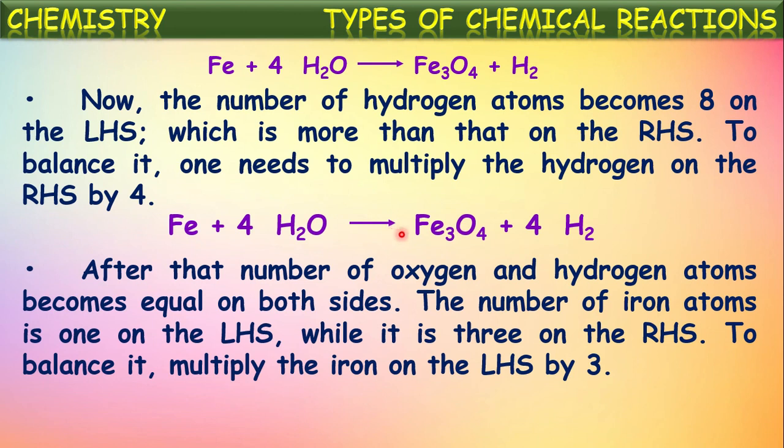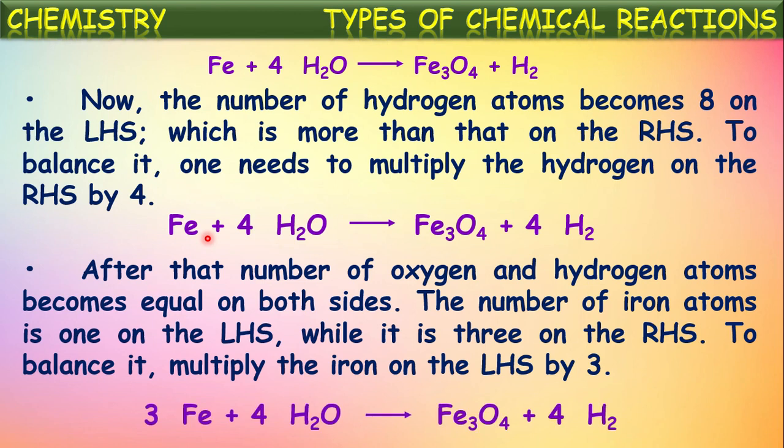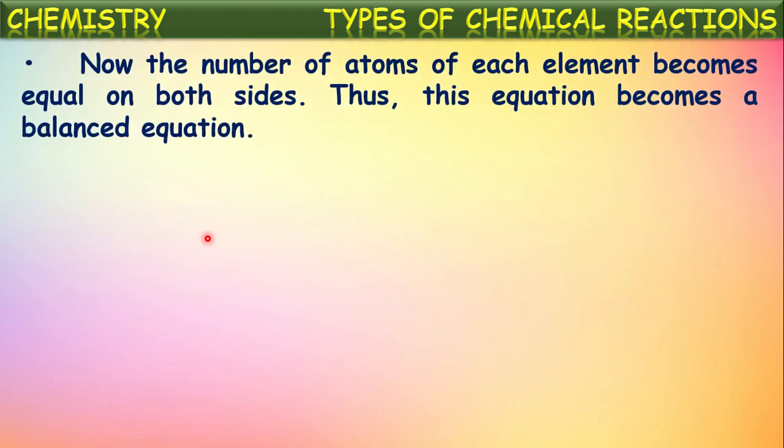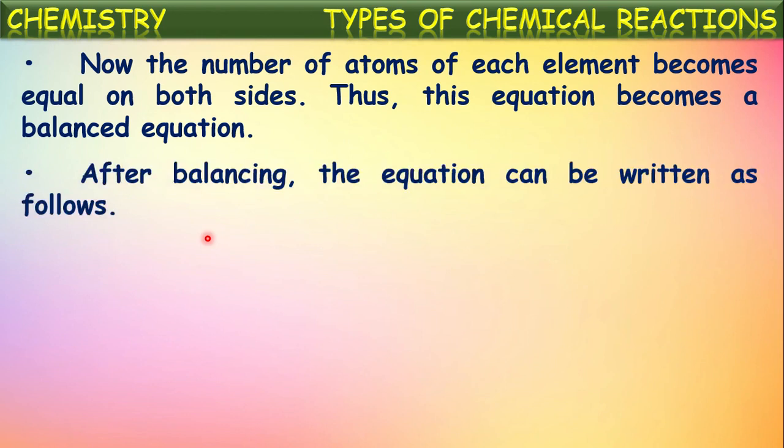To make it balanced, we need to multiply iron on the left hand side with 3. So if we keep here 3, the number of iron atoms on the left hand side also becomes 3. So we are doing that. So iron on the left hand side is multiplied with 3. By this, all the atoms are balanced. Now the number of atoms of each element becomes equal on both the sides. Thus, this equation becomes a balanced chemical equation.